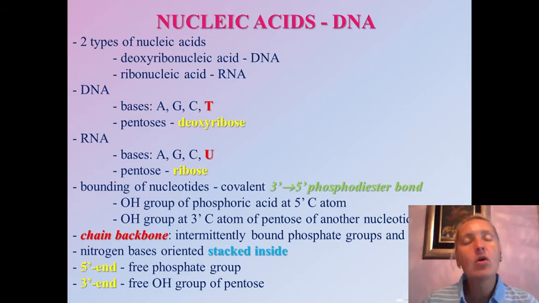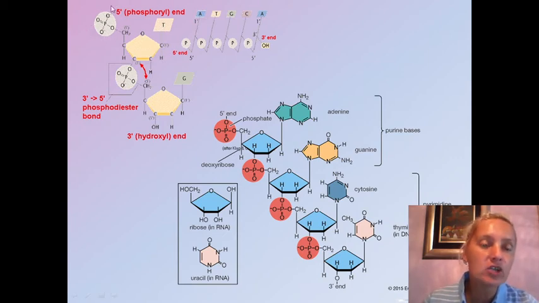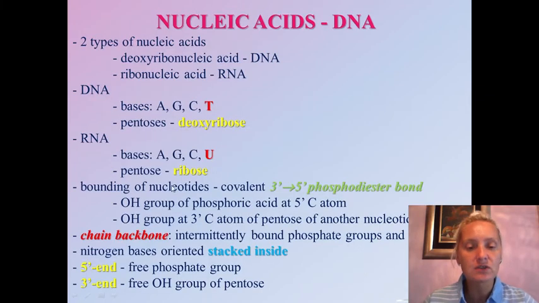What else do we know? That there is an OH group from the phosphate group at the 5' end. So at the 5' end of a DNA strand or chain, we have a phosphate group, an OH group from the phosphate group. So it's marked as the 5' end or phosphoryl end. But on the other side of the molecule, we have a free OH group at the C3 carbon atom of the pentose. So it's marked as the 3' hydroxyl end. So this is reviewed here.